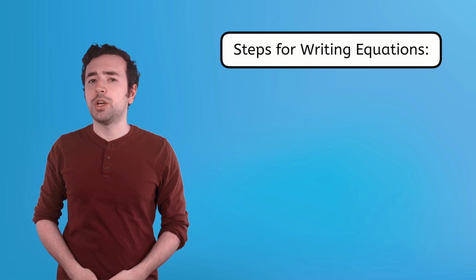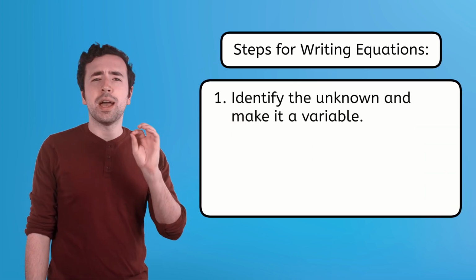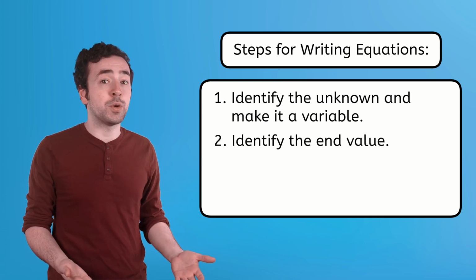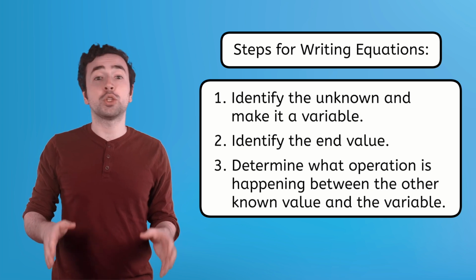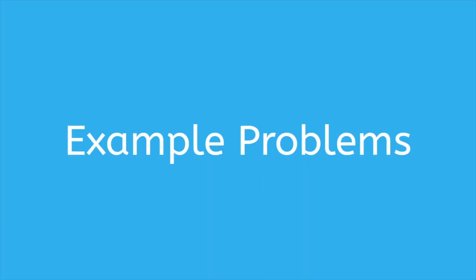So, to summarize, when we're writing an equation from a real-world situation, we start by identifying the unknown and making it a variable. Then we figure out what the end value in the situation is. Last, we think about what operation is happening between the other known value and the variable. I've got some more examples for you.